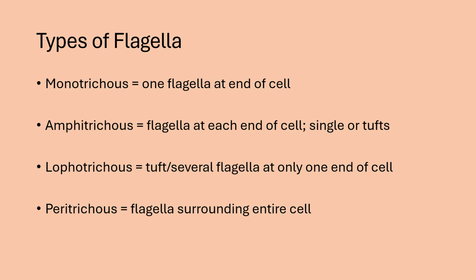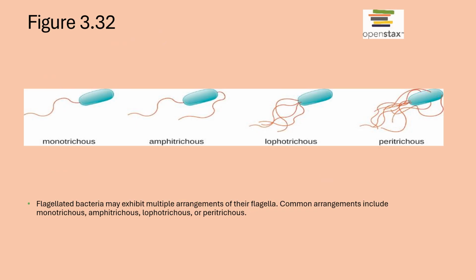Lophotrichous is where you have the flagella only at one end of the cell. The difference between the mono and the lopho is that the mono has just one, but the lopho has several flagella. They're all only at one end of the cell. And peritrichous is where it's surrounding the entire cell. So here's the monotrichous, just one. Amphi, where they're at both ends. Lopho, where you've got that tuft of them. And peritrichous, where they're all over.